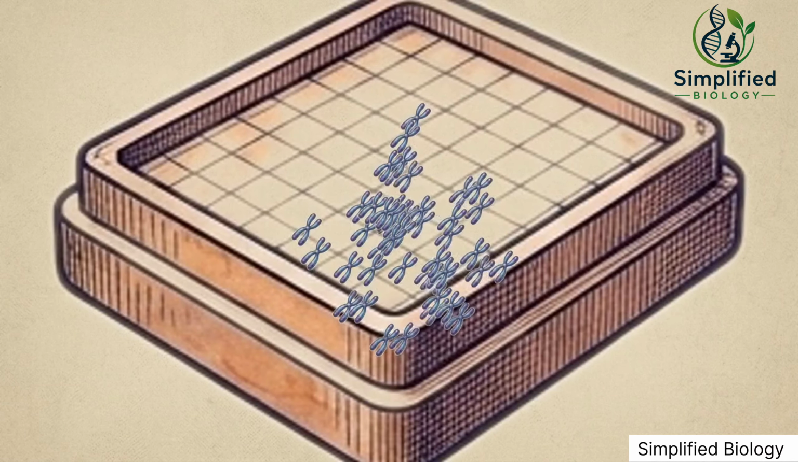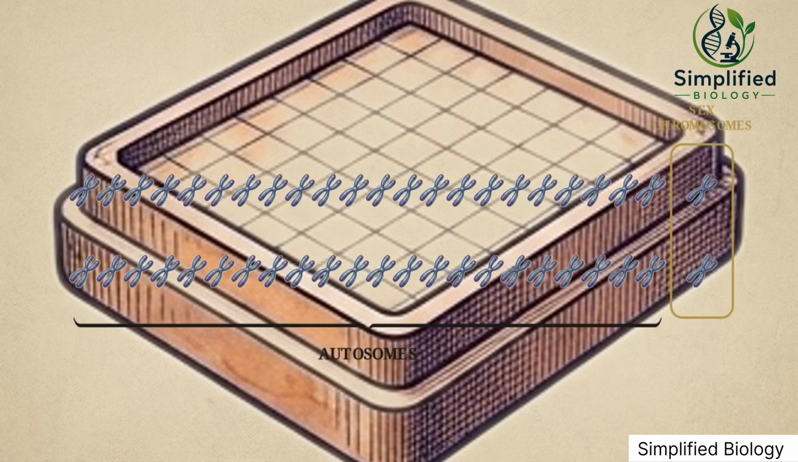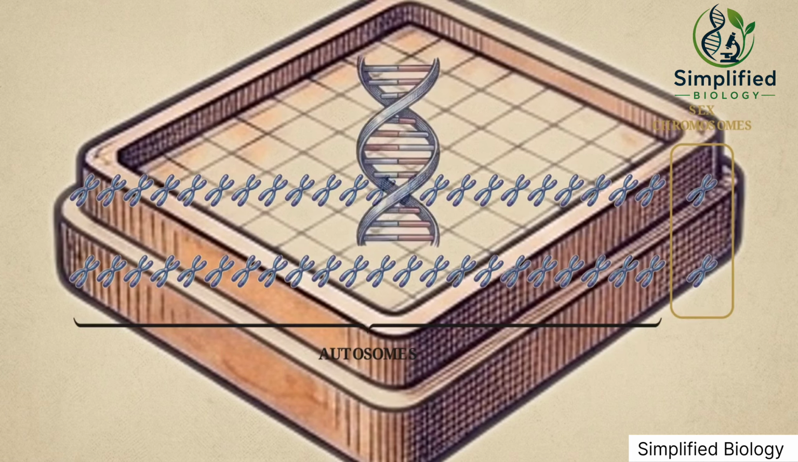This volumetric matrix shows how that baseline is structured. The 46 chromosomes are arranged into 23 ordered pairs. The first 22 pairs are autosomes, while one single pair of sex chromosomes sits entirely separate, determining biological sex.